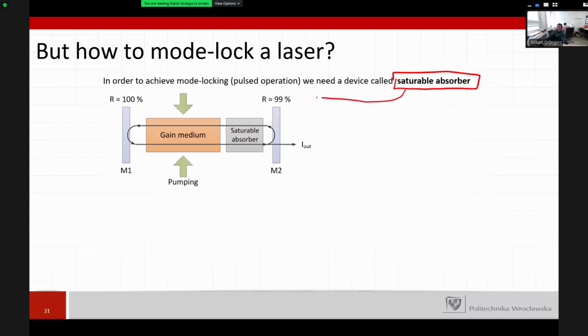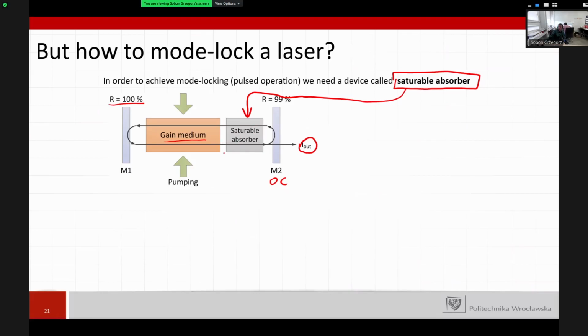So you can see here schematically a resonator which has the saturable absorber. Besides that, we have, of course, the gain medium, and we have two mirrors. One of the mirrors has 100% of reflectivity, and the other mirror, which is the output coupler, has a reflectivity of less than 100%. So we have a portion of light extracted from the resonator. And we insert this saturable absorber here.